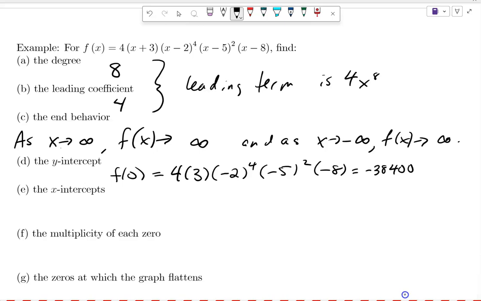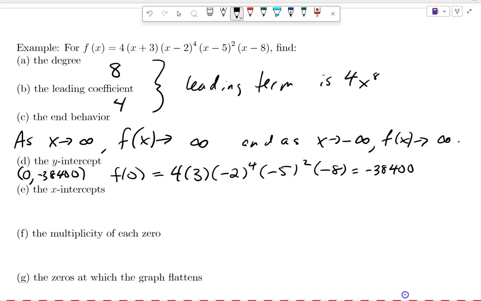So what point then, if I know that when I plug in 0, I get negative 38,400, what point's on your graph then? Good, yeah, 0 comma that, right? Intercepts are points, right? They're a point on the graph, so you should write them as ordered pairs.